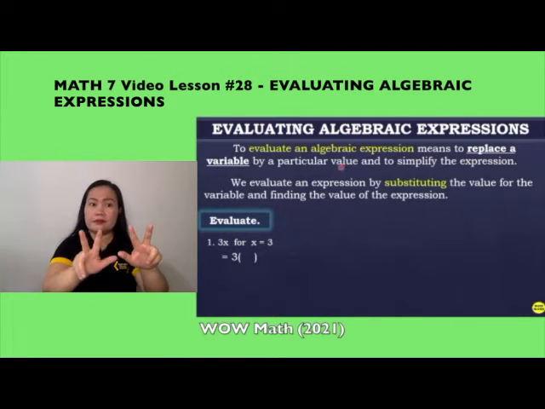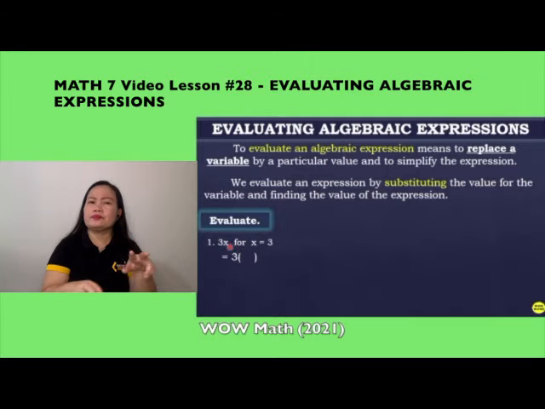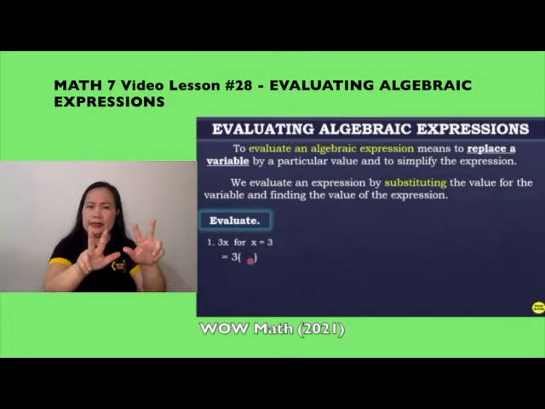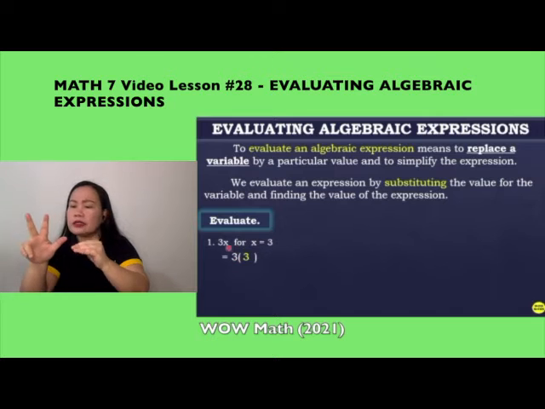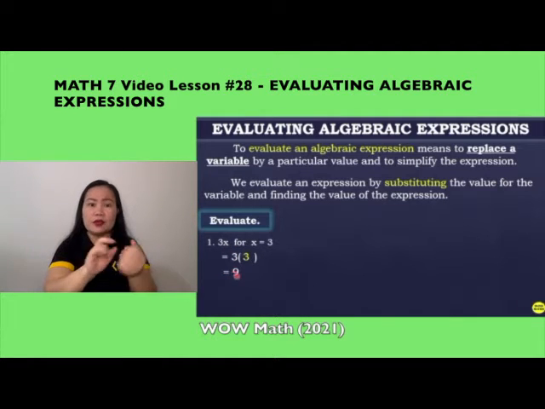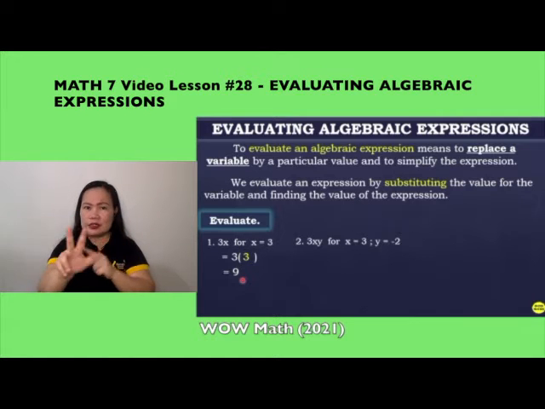Okay, ito po, particular value. What is the value? That is 3. So, this is 3. Okay, so papalitan lang natin. So, 3 times 3, that is 9. Yes po, ito na po ang sagot. Okay, let's have another. So, what if you have two variables?